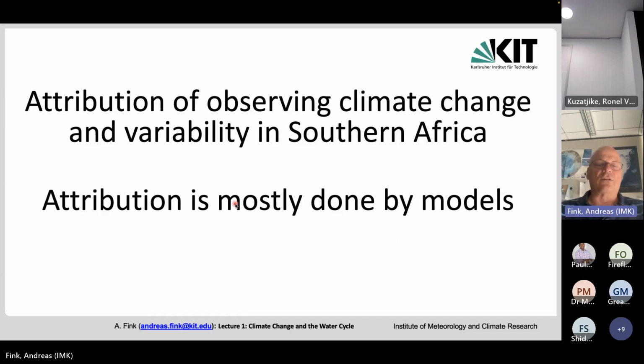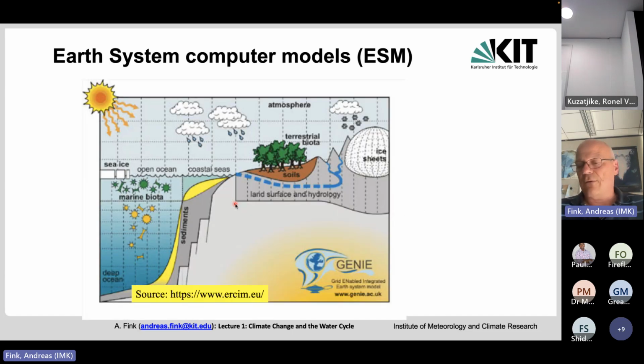Okay, so now what has caused these observed changes? We call this attribution to, for example, greenhouse gases or aerosols. Actually, this is only done by models. And I have to start a little bit with what type of models we use. So we use so-called Earth system models.